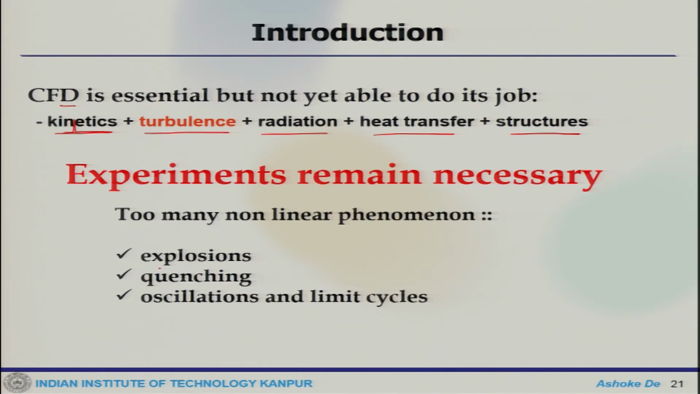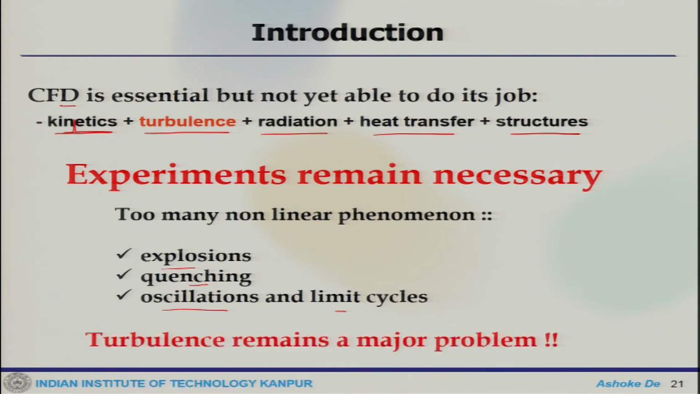It could have an explosion, or when the combustion is taking place there could be local quenching, that could be another possibility, or there are oscillations and limit cycles, and in all these issues, the backbone of that is the turbulence. So, this is what remains a major problem.